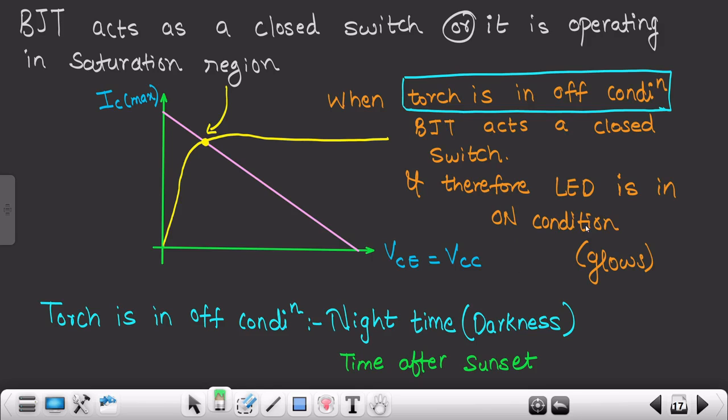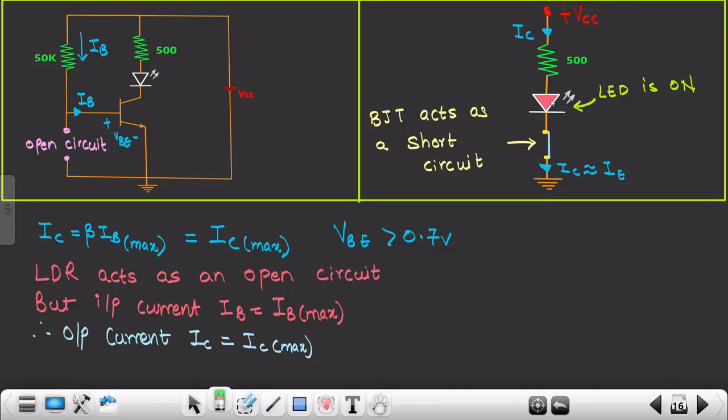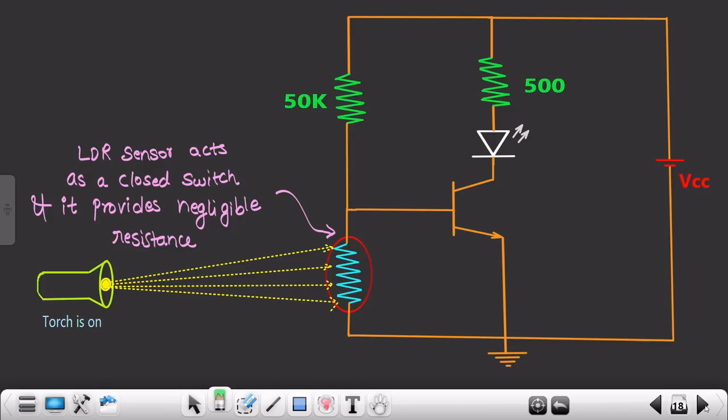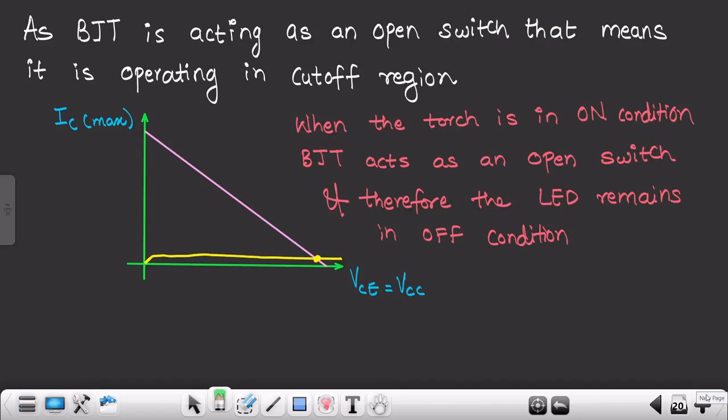I hope you are able to understand my point. So your LED would be in on condition, that means your street light would be in on condition, and they will glow. As you can see over here, the LED is glowing when the light is not striking this particular LDR sensor, right?